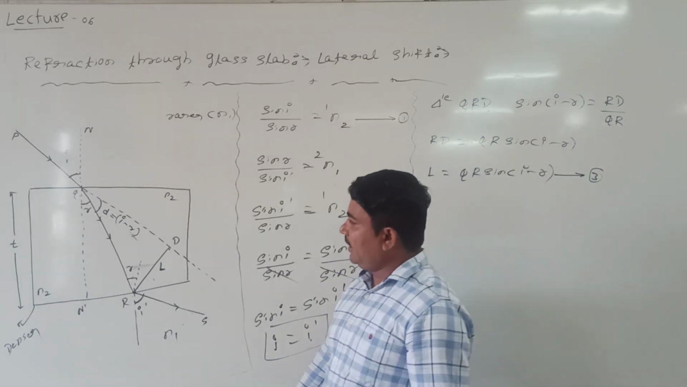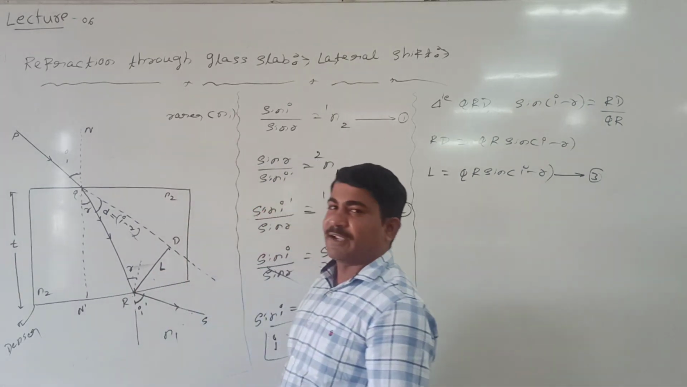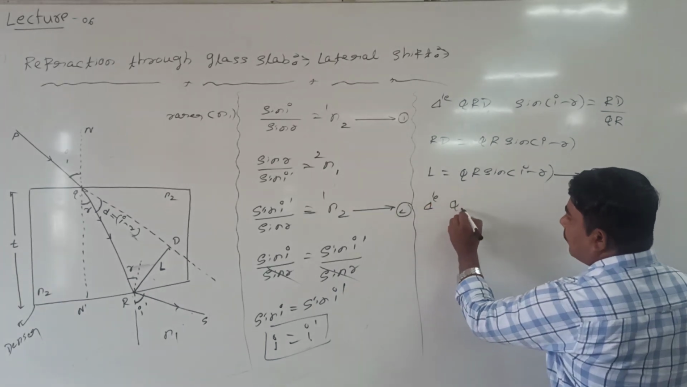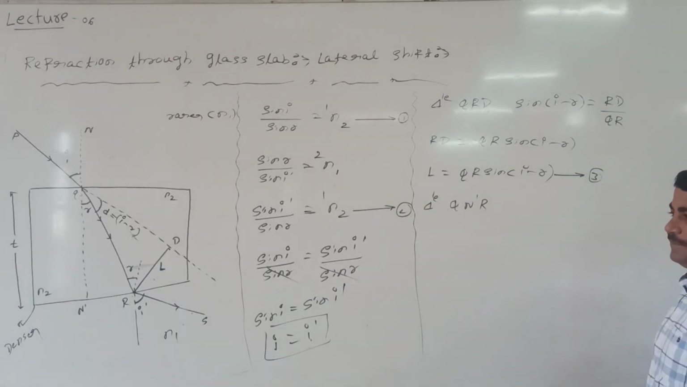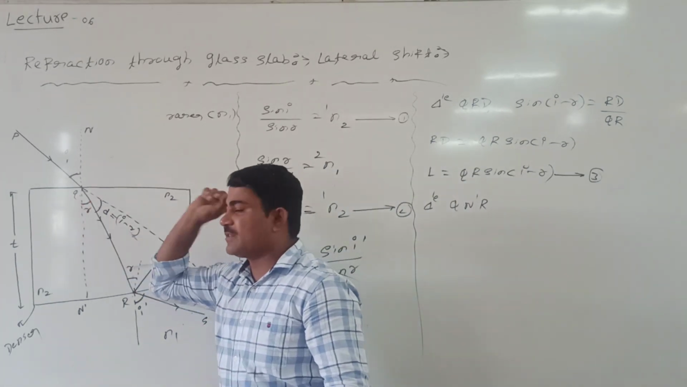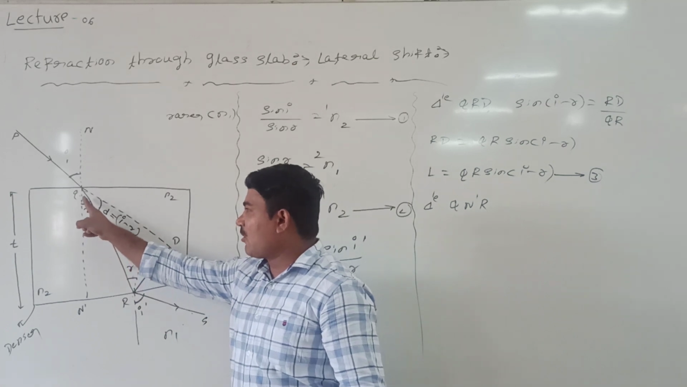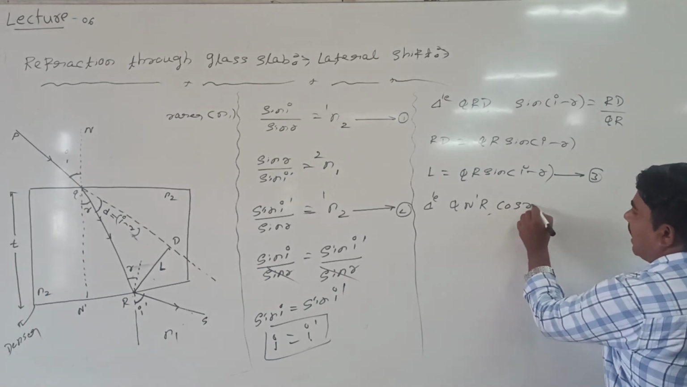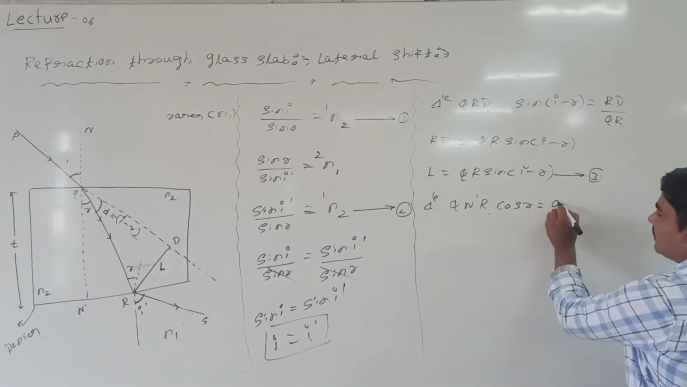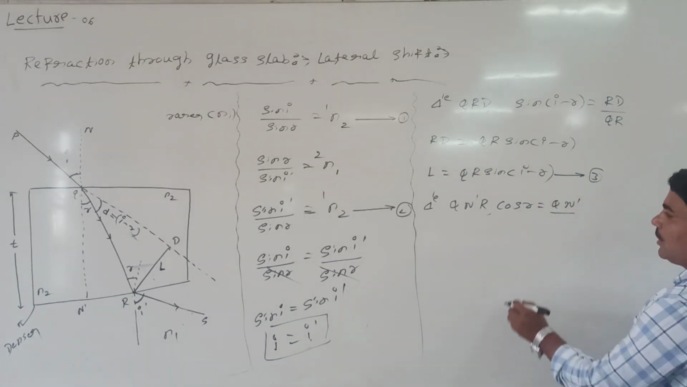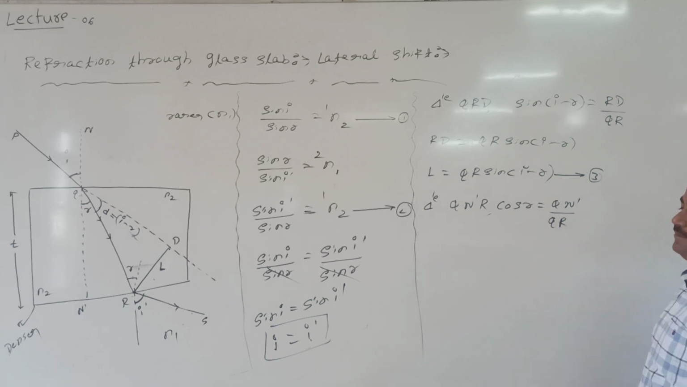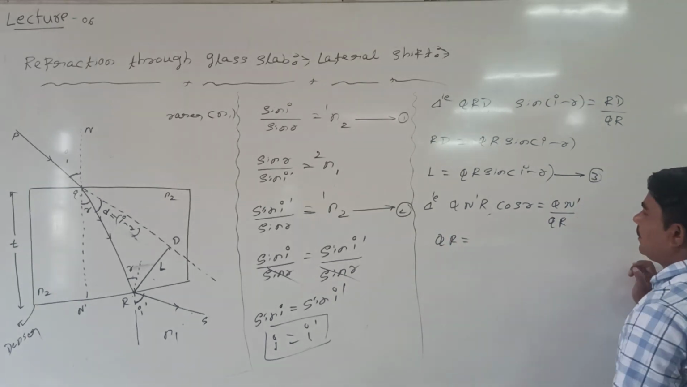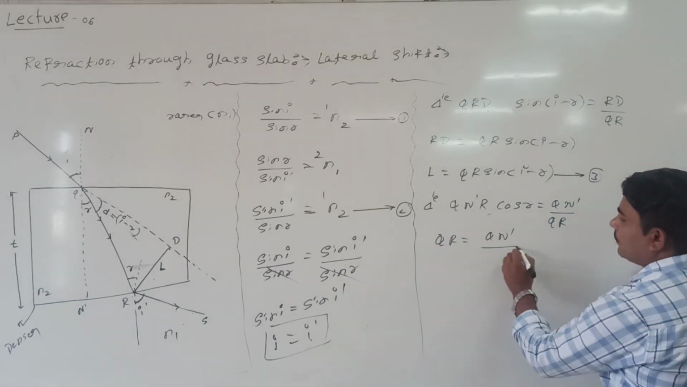From this, one more triangle is there. Which one? QN' R looks like one more triangle. In this triangle, the angle of refraction is R. Again, from this take cos theta, which is adjacent by hypotenuse. So cos R is equal to QN' divided by QR. From this, QR is equal to QN' divided by cos R.